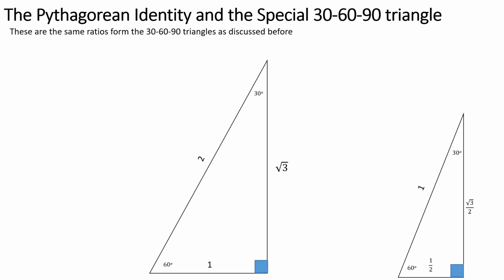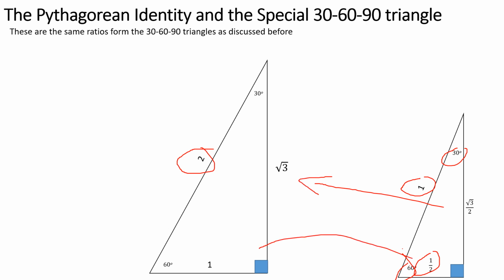In other words, if I have the unit circle of 1 here, and it's a 30-60 right triangle, and this is 1/2, then I know if this is 2, this is square root of 3, because square root of 3/2 times 2 is square root of 3, and 1/2 times 2 is 2.